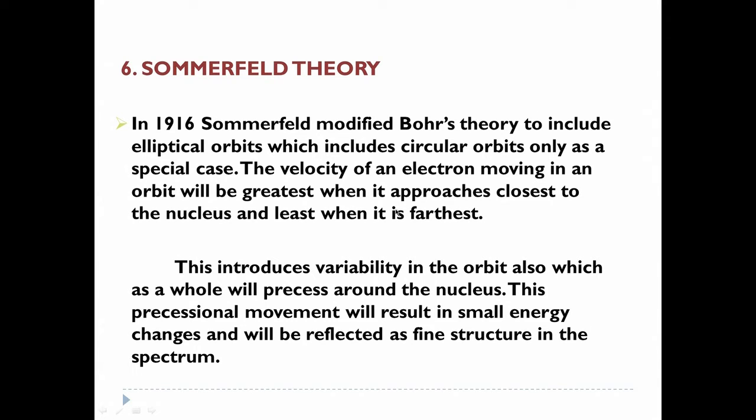This is a very simple assumption. Imagine planet Earth going round and round the sun: when it is nearest to the sun, the speed will be very high, and when it is farthest the speed would be very slow. So, this introduces variability in the orbit also, which as a whole will precess around the nucleus, and this precessional movement will result in small energy changes, which will be reflected as fine structure in the spectrum.